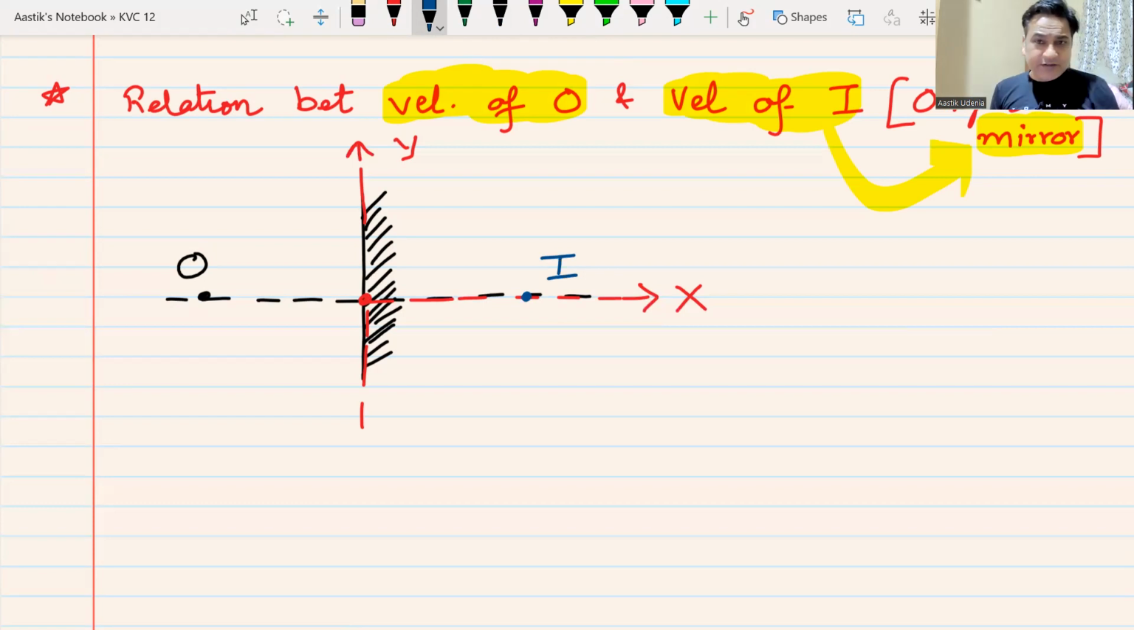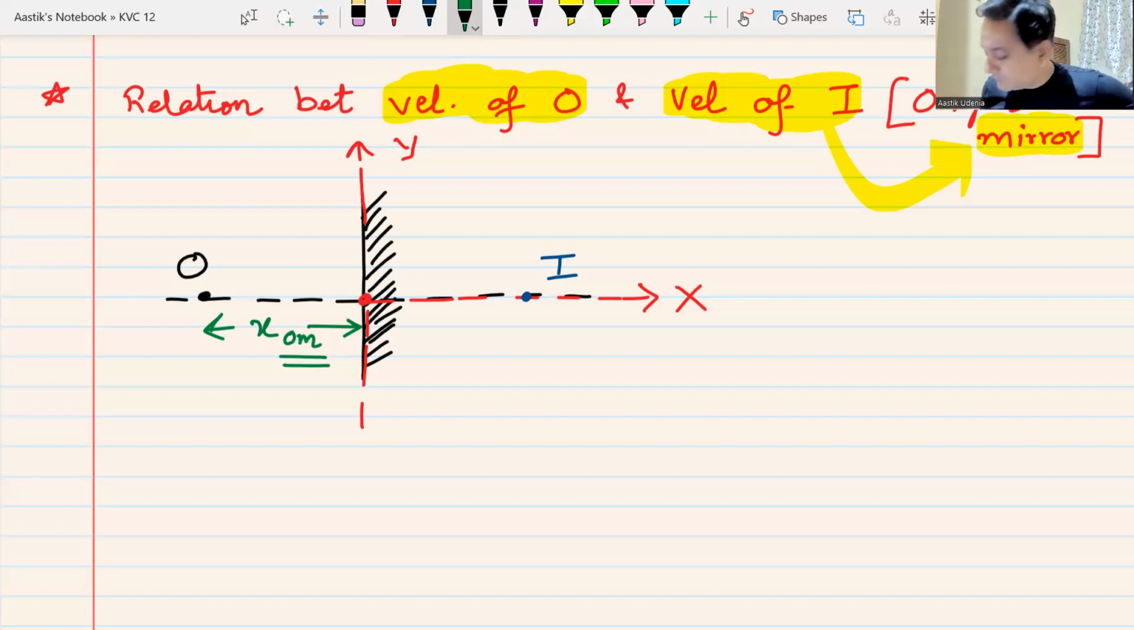And we have seen that whatever distance the object is forward, the same distance image will be backwards from the mirror. Do we understand this? Do we remember this? Then I can write u and v in a different way, and please understand this difference. What I have written here is x coordinate of object with respect to mirror, OM, standing for object with respect to mirror.